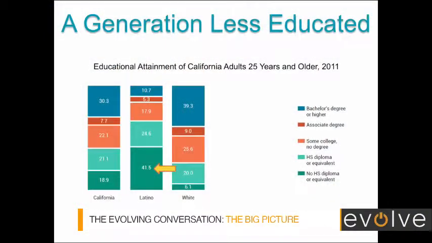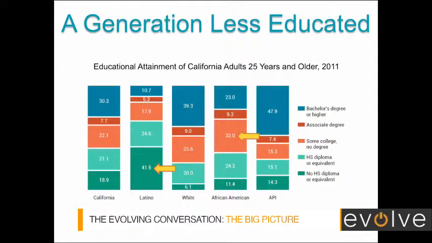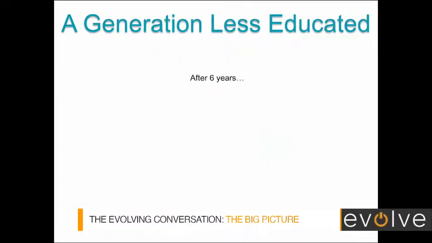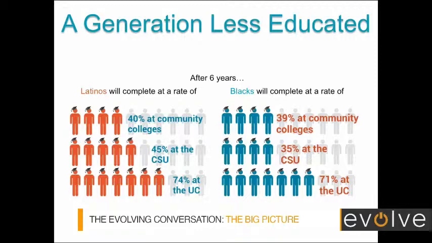The next chart just shows you what educational attainment is for whites, followed by African Americans in our state. And here it's really interesting that we have a lot of African Americans in California that have some college, meaning they went to college, but they didn't complete or earn a certificate or degree. And finally, Asian Pacific Islanders. So we're on track essentially to produce a generation of young people that are less educated than we are, which is, I think, pretty tragic.